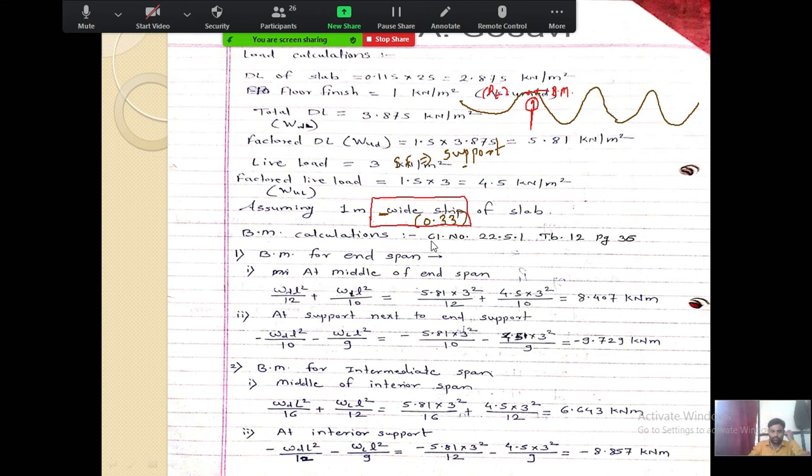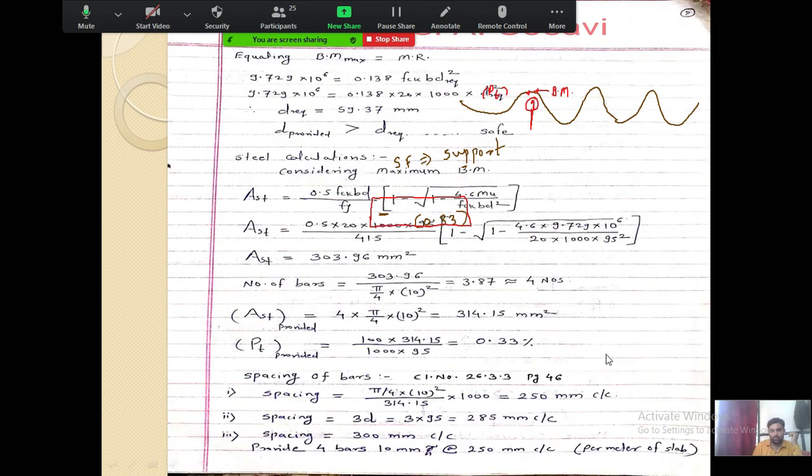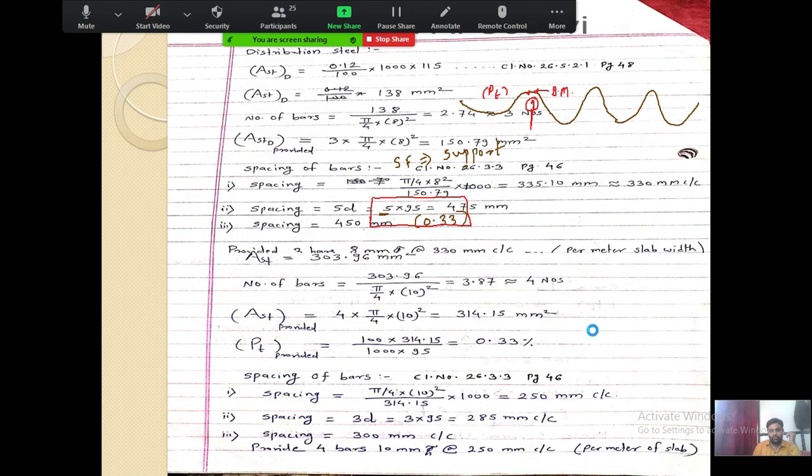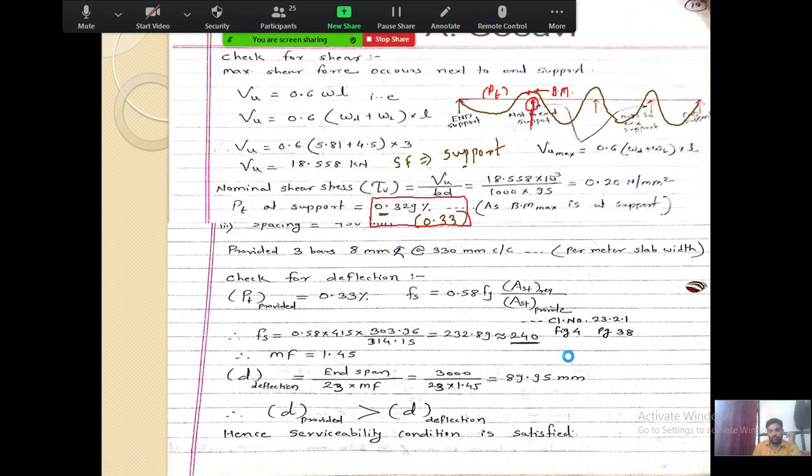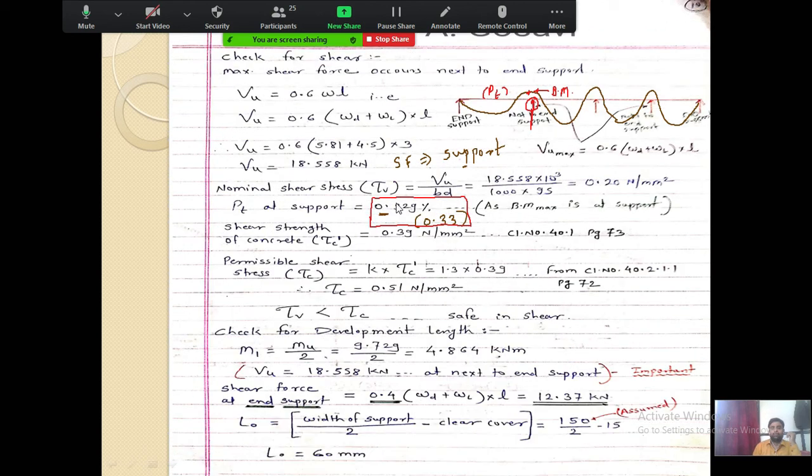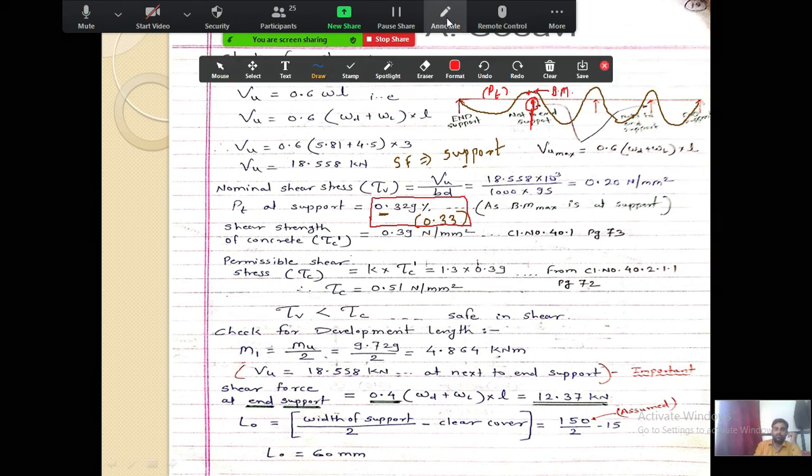Okay, so now here the moment by maximum value we have calculated as 9.729. So here the percentage of steel for that moment is 0.33%. That also we have calculated. Here the maximum value is 9.7. At this point, at this juncture, the maximum bending moment value is 9.7.